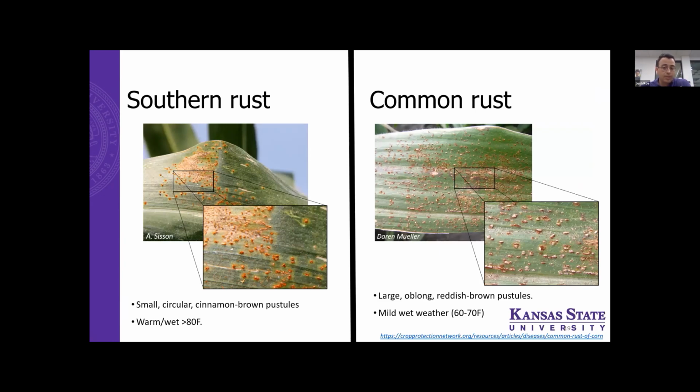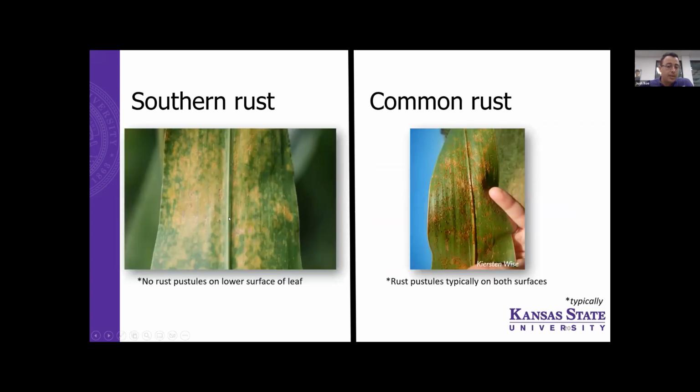For tar spot and southern rust, it's excellent to see where it's being reported in the US, right? Common rust, although the name says common, it's not as common for us here in Kansas. We do see it more early in the season when temperature is around 60, 70 Fahrenheit. But it kind of never takes off for us just because of our weather conditions, right? It's more oblong, elongated lesions, and it has more of that cinnamon reddish coloration here.